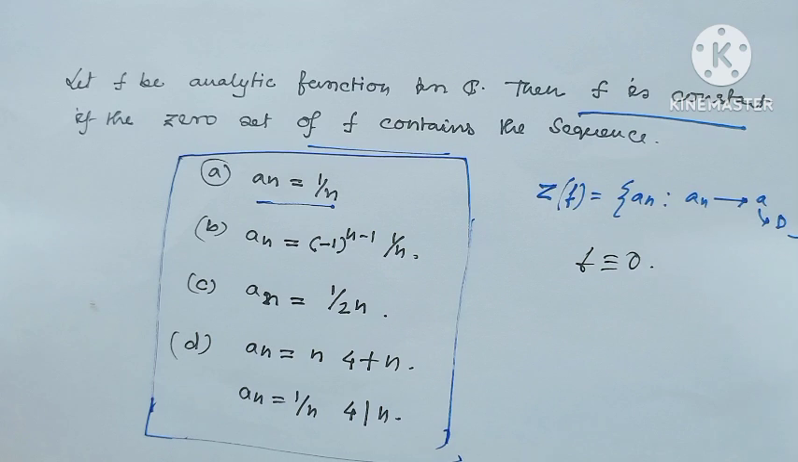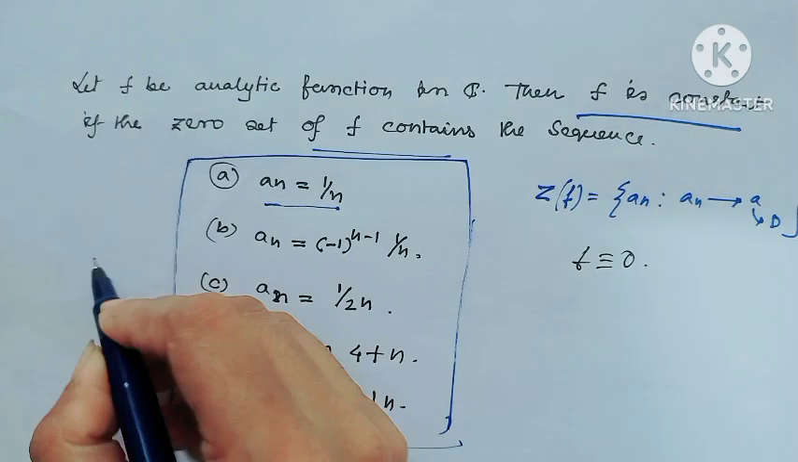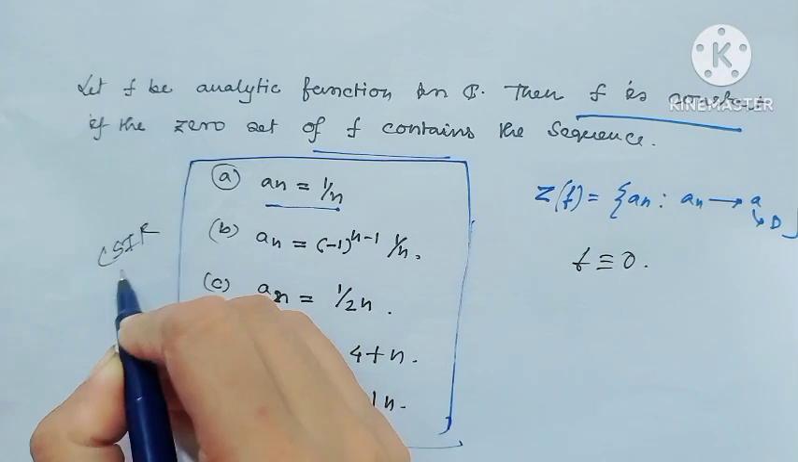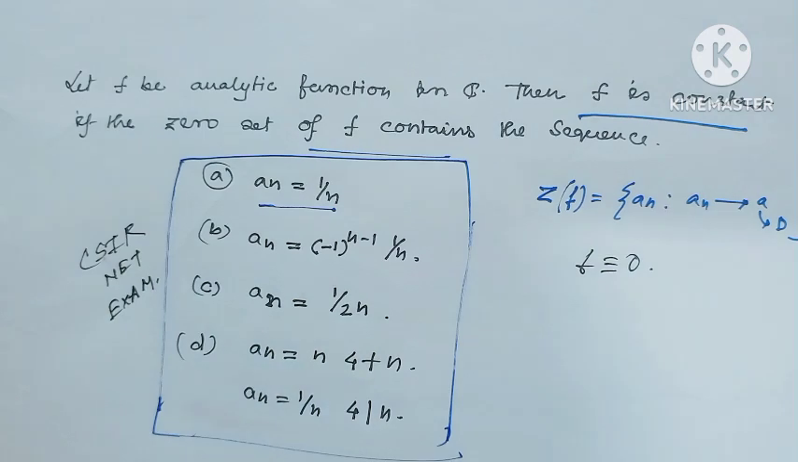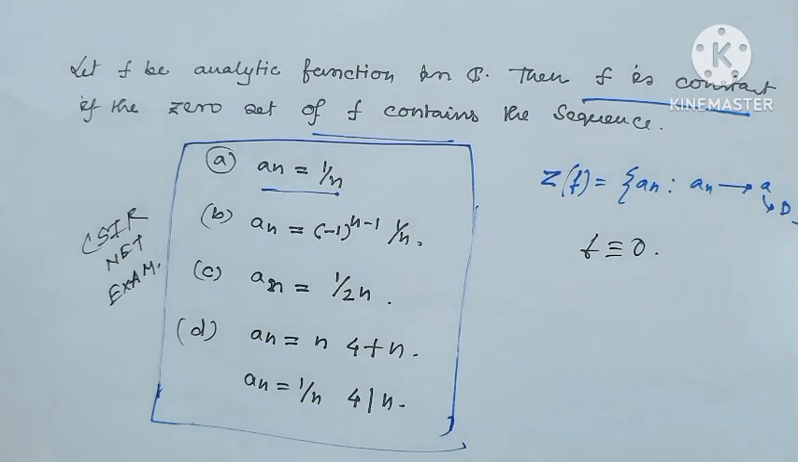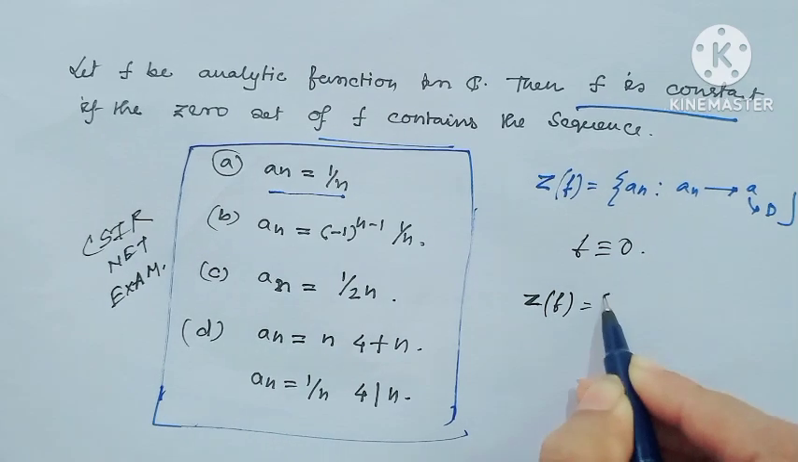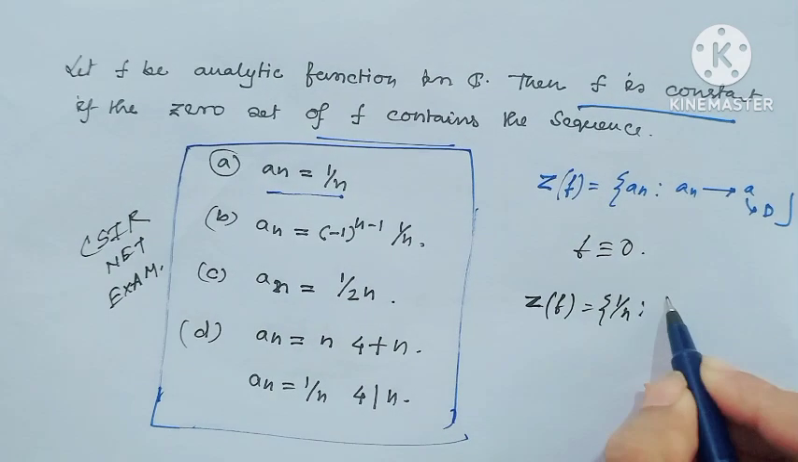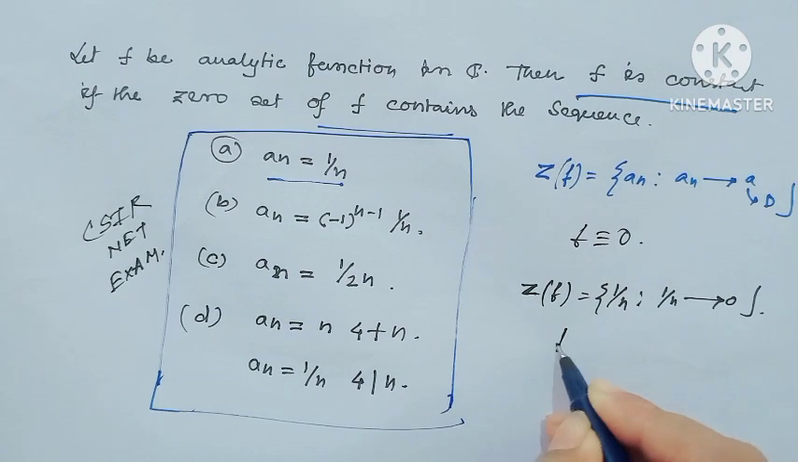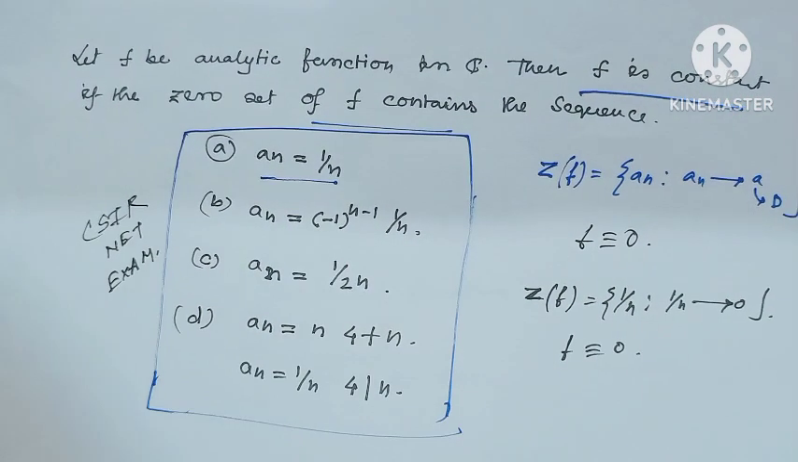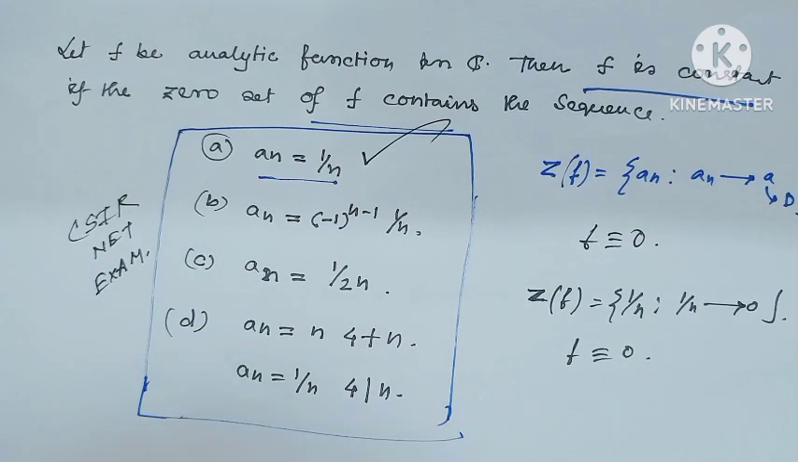Today I will just discuss some questions which have come in different types of competitive exams, and this one came in the CSIR NET Exam. Here Z(f) contains the sequence 1 over n, and 1 over n goes to 0. So we can tell f is identically equal to 0. So option 1 is a right option.